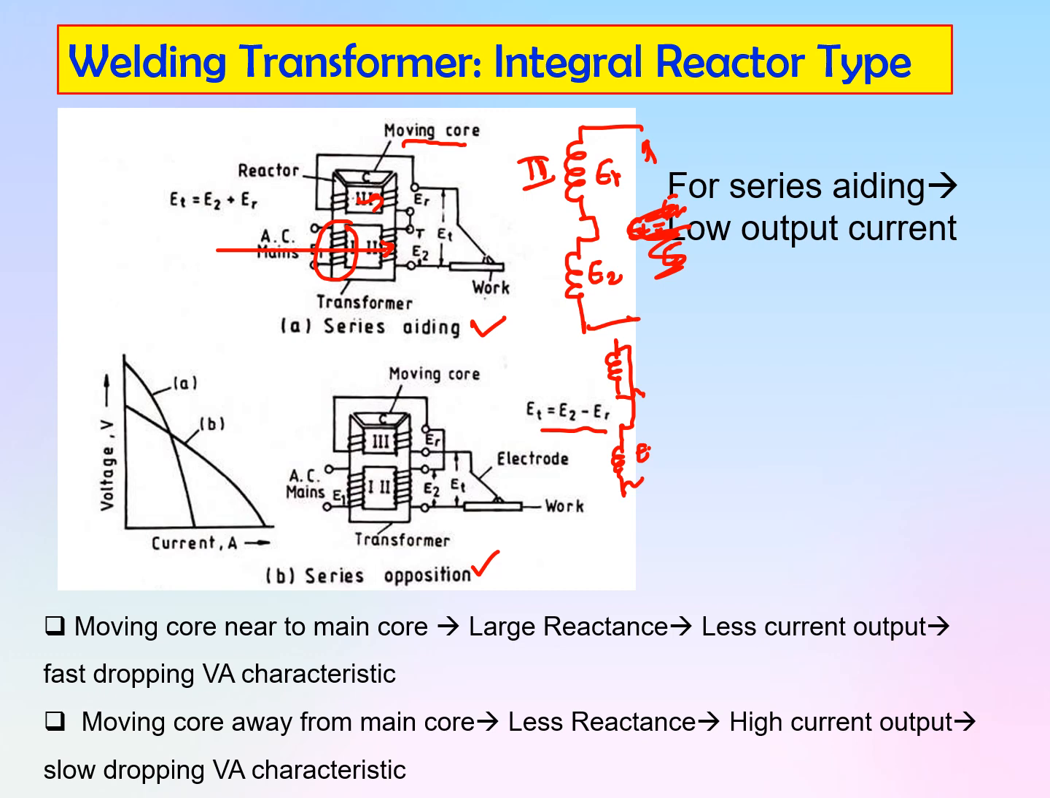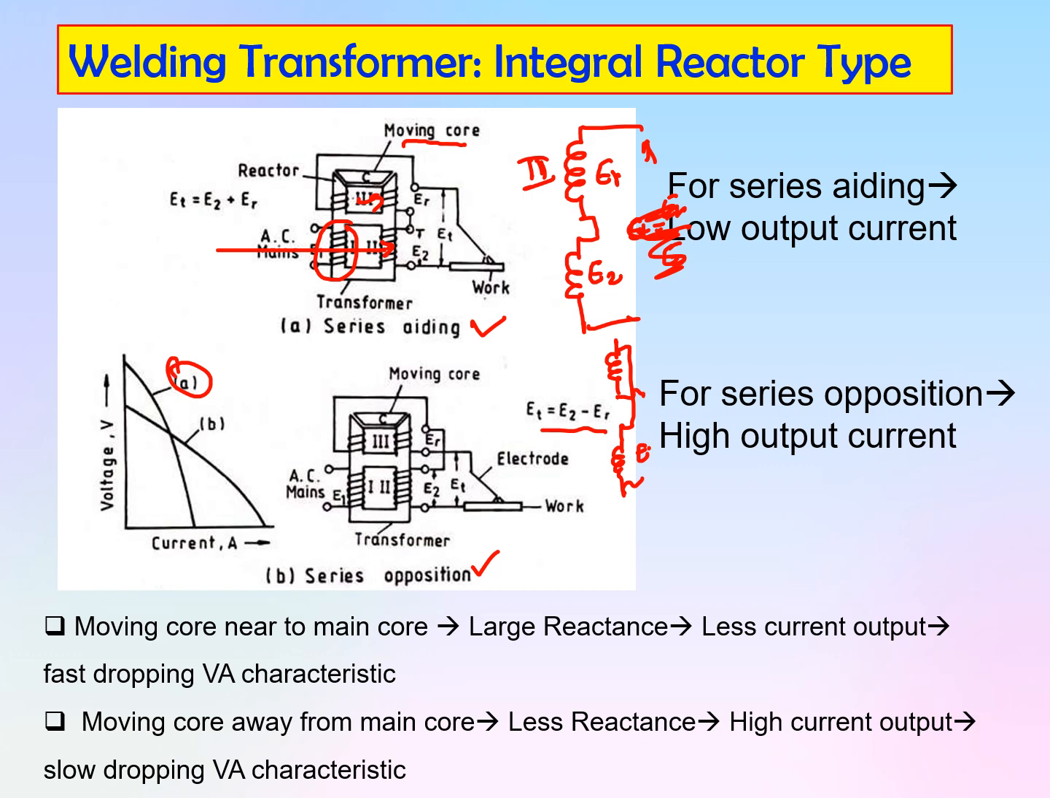For a low output current, we can connect winding 3 and 2 in the series adding position, whereas to get a high output current, we can connect these two windings in the series opposition mode. In this way, we will get characteristics A and characteristics B respectively.